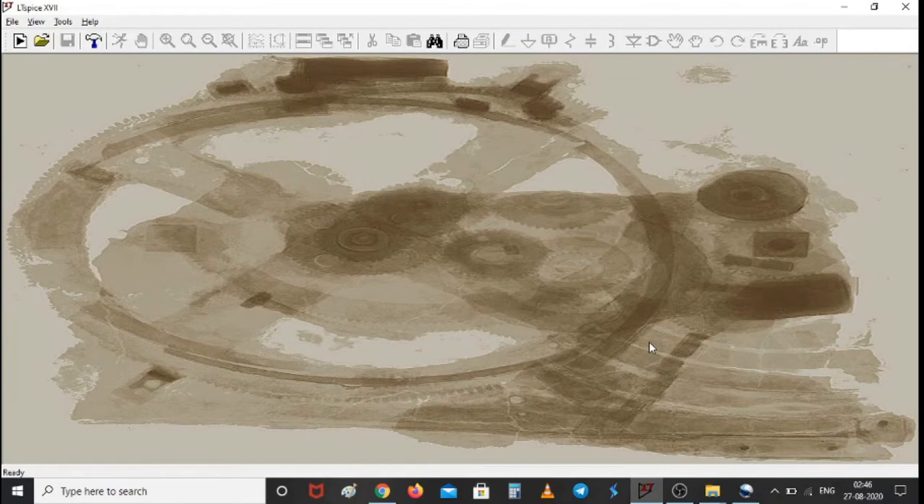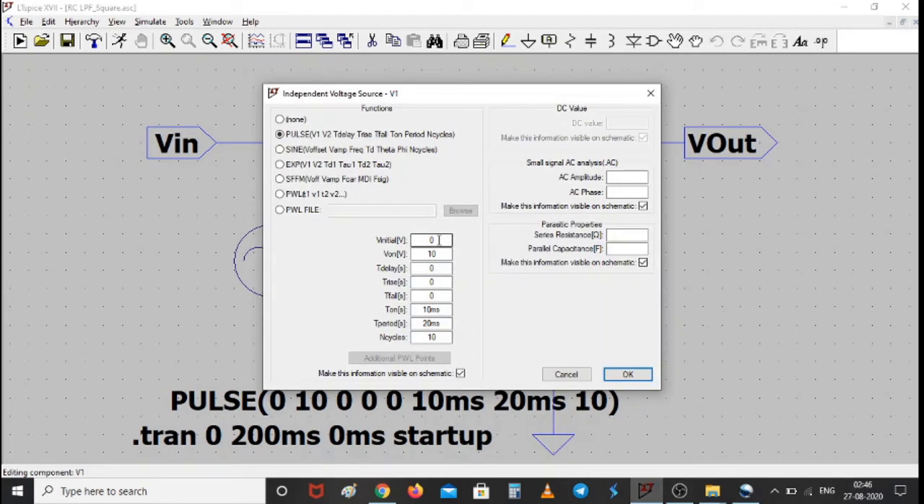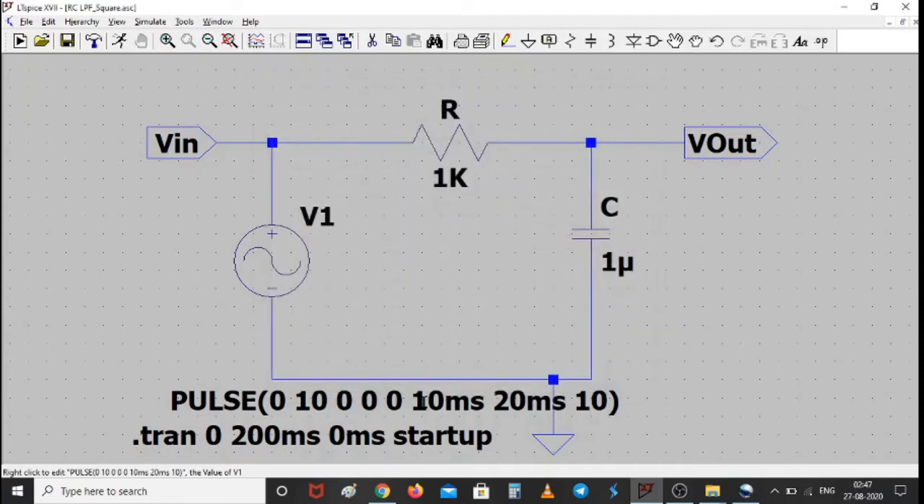Let me show you the response of an RC low pass filter circuit to a square wave input. So this is the RC low pass filter circuit. R is equal to 1 kilo ohm, C is equal to 1 microfarad. So RC is 1 millisecond. This time it is a square waveform, right? So let me show you the characteristics. The on period input voltage is 10 volts. On period is 10 milliseconds, and the total time period is 20 milliseconds. The number of cycles that we are interested in observing is 10. Okay, you could see the same information here.